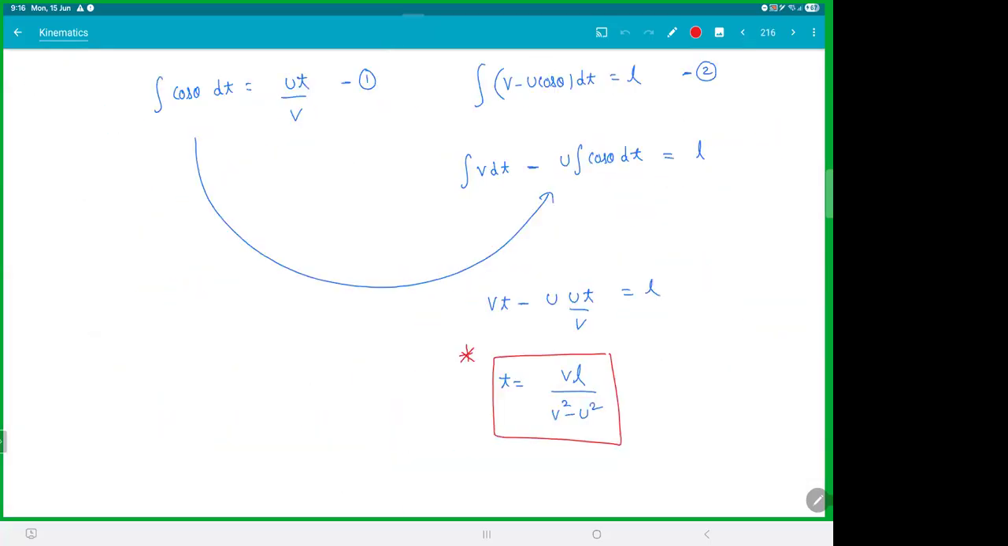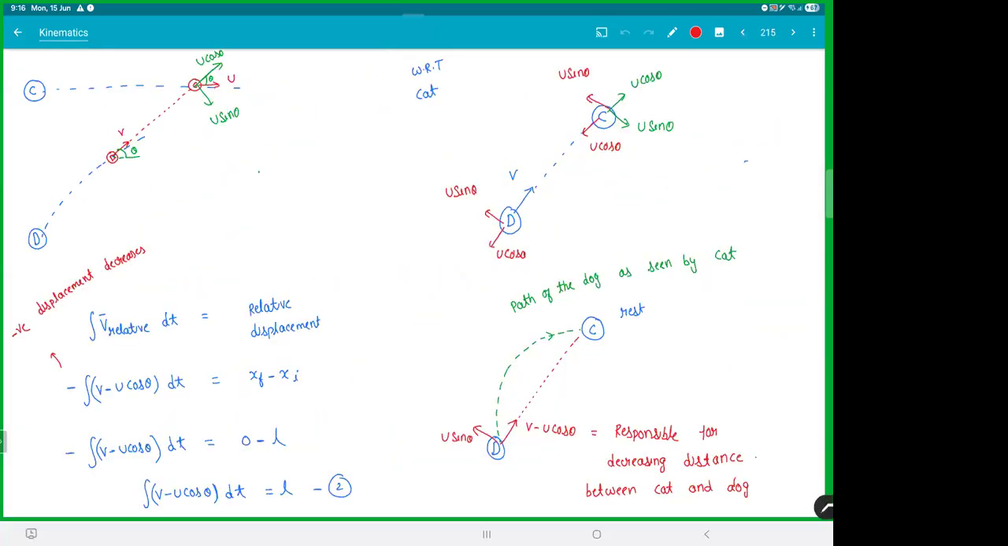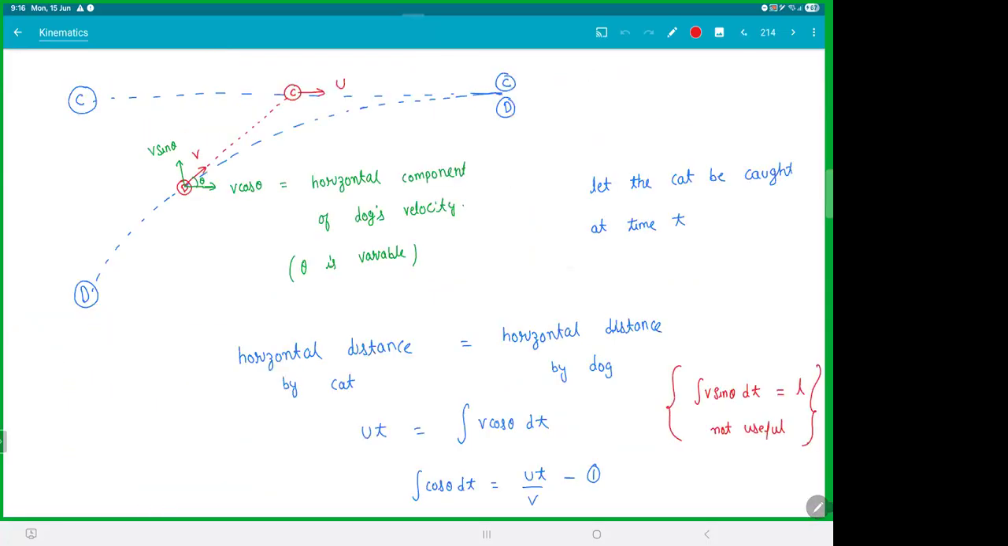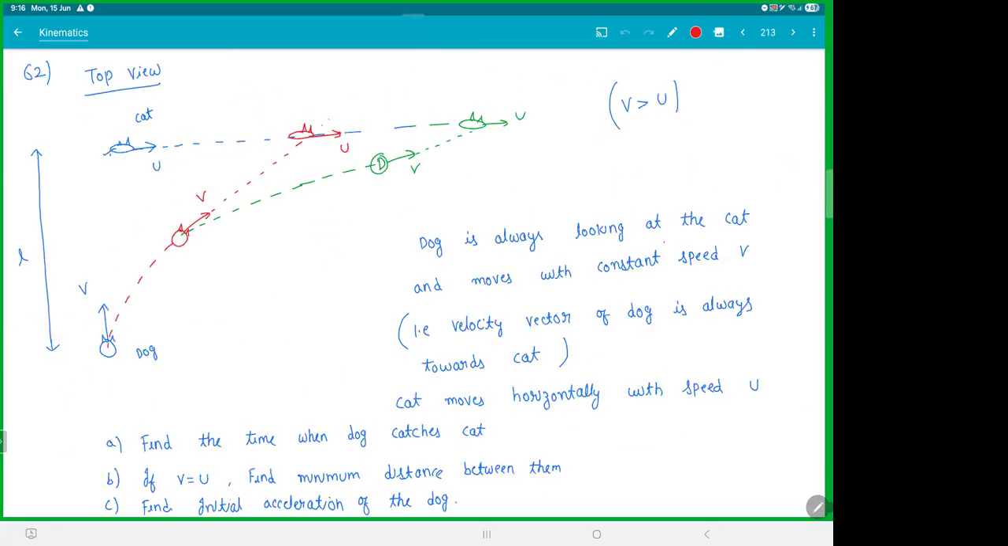All clear with this problem? Cat and the dog. This is called the famous cat dog problem. The first one is a standard model, a pretty old question, cat catching the dog. But then over time, we started creating more variations. If you understood till here, you can handle most of it. Clear? Next one.